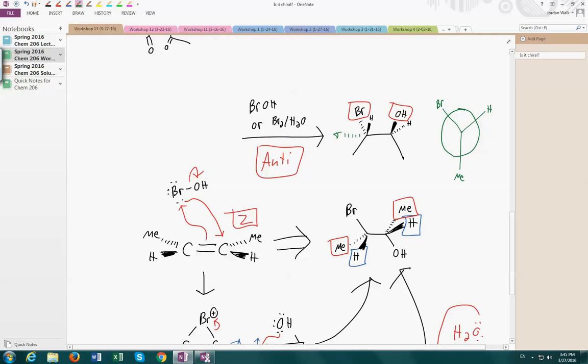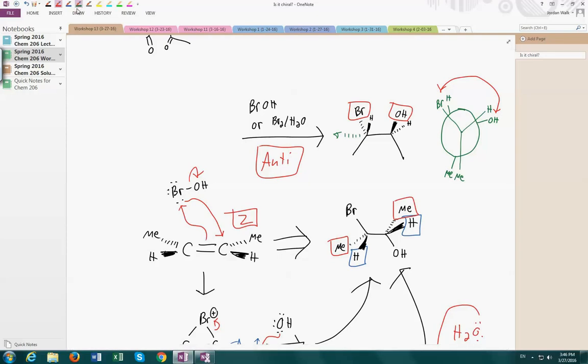We've got another methyl down in the back. So we'll show that methyl there. What's at the top left, the hydroxyl group or the hydrogen? Hydrogen. That's the hydrogen. And so here is our hydroxyl group. Now we can see truly the relationship between that bromine and that hydroxyl group. Are they anti? No, definitely not.